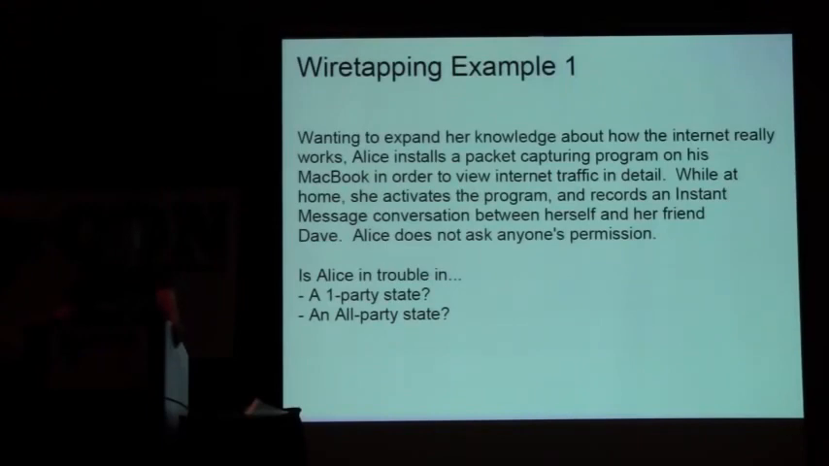In a one-party state, she's not in trouble. Although she hasn't asked anyone's permission, she has permission from herself to record her own conversation, we would imagine, unless there's some movie-style split personality shenanigans going on here. She gave herself permission to record, so in a one-party state, this is fine. She can record her own conversation without a problem. But in an all-party state, like Michigan, there might be a problem here, because she does not have all parties' permission to record or examine the conversation.